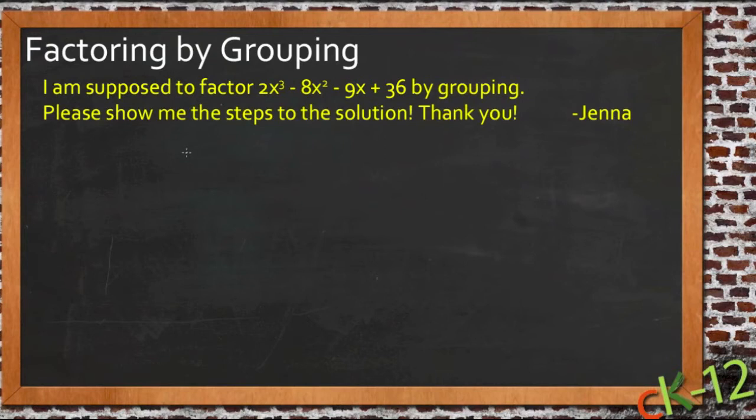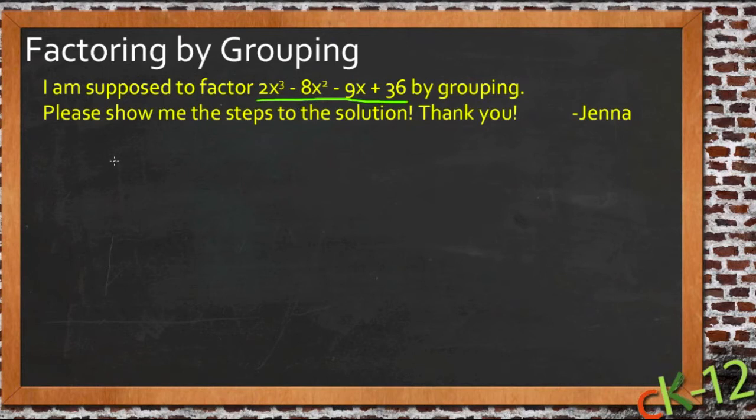To factor by grouping, the real trick is just to find out which groups of numbers in your expression can go together because they have things in common. We're going to use a question that was sent in by a young lady named Jenna to illustrate this. She said that she needs to factor 2x cubed minus 8x squared minus 9x plus 36 by grouping. And she'd like us to show her the steps to the solution.